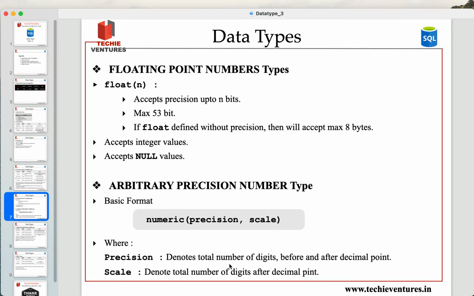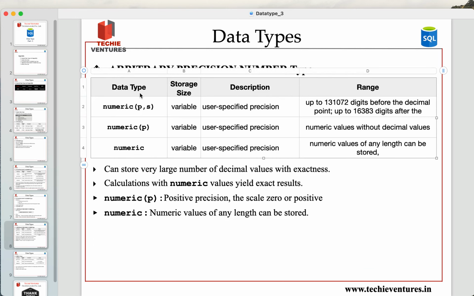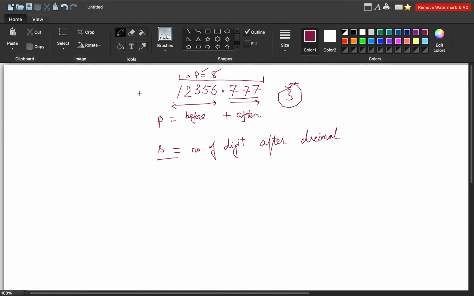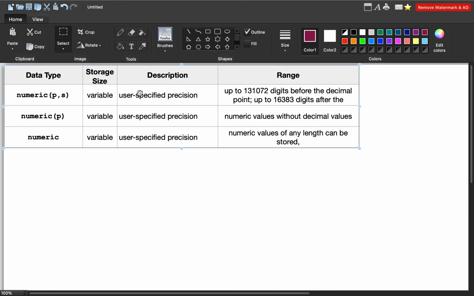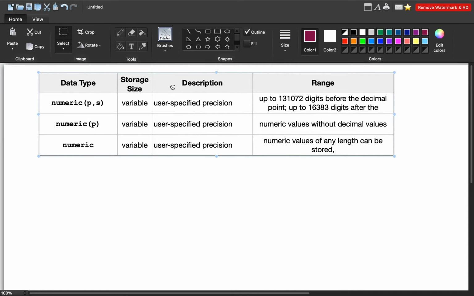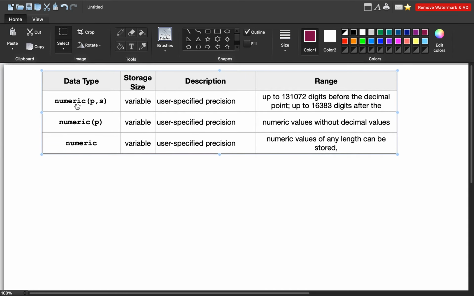So precision denotes the number of digits before and after the decimal point, whereas scale denotes the total number of digits after the decimal point. Now let's look into our numeric data type. Let me bring this over here. In numeric data type, these are the different types, like numeric P comma S. P stands for precision, which is the total number of digits before and after the decimal. S defines the scale.